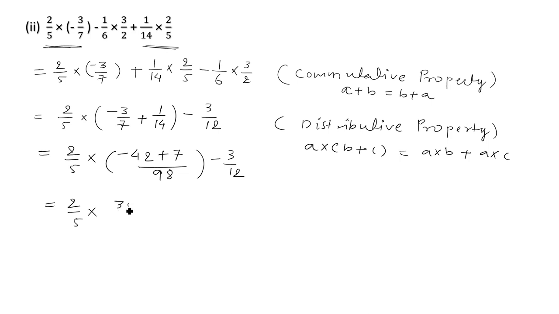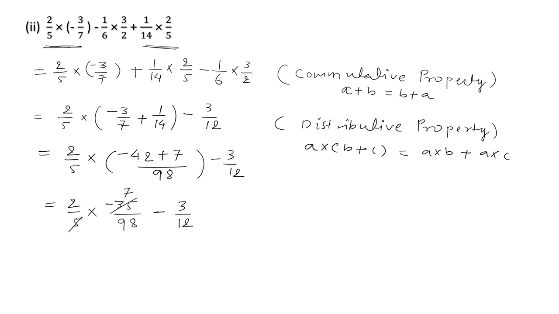Okay, the bigger number is 42, so we put the sign of the bigger number. So minus 35 and the denominator is 98. Last part is minus 3 upon 12. Okay, now we cancel out the common factor if there is any. So here we cancel out because of the multiplication sign. So 5 7s are 35.